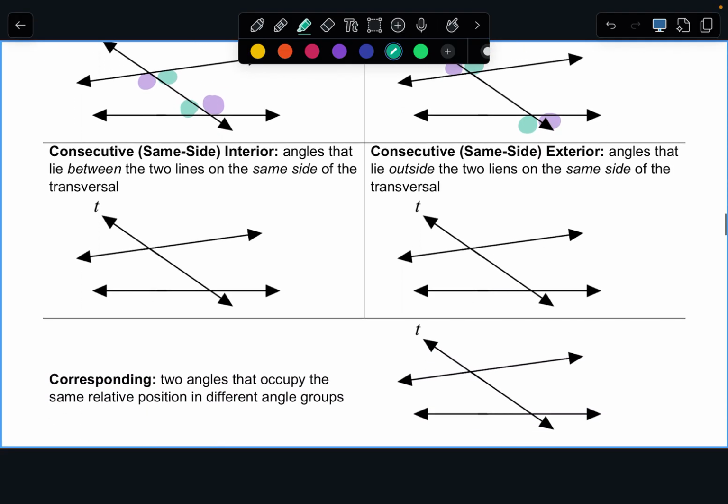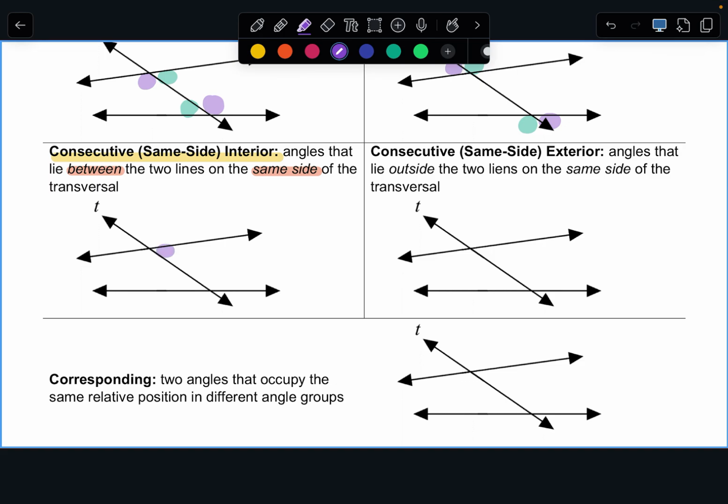Next one has 2 different names, and you get to pick which one you use. Consecutive or same side interior angles. So you could say consecutive interior or same side interior. I'm going to use consecutive because that's just what I'm used to, but I might throw in a same side every now and then. So these are angles that are still between the 2 lines because of interior. But consecutive means they're on the same side of the transversal.